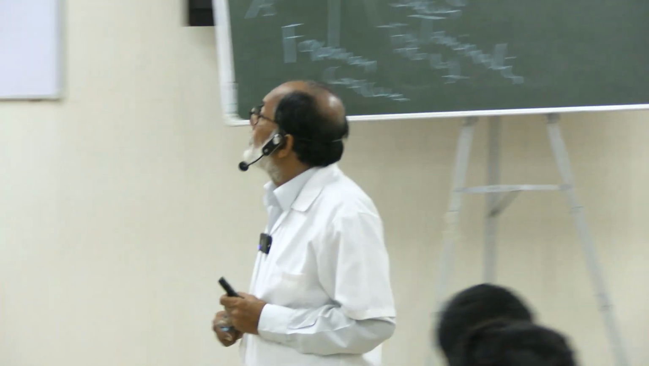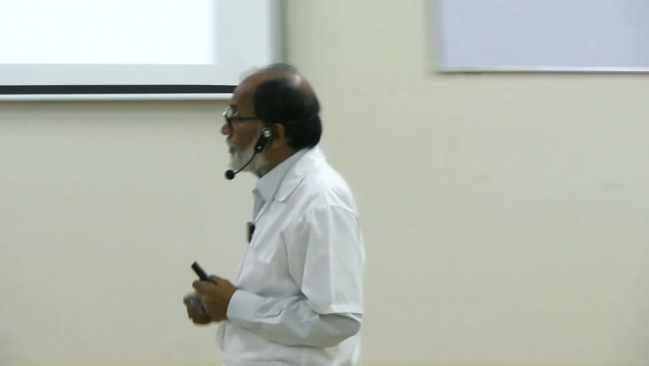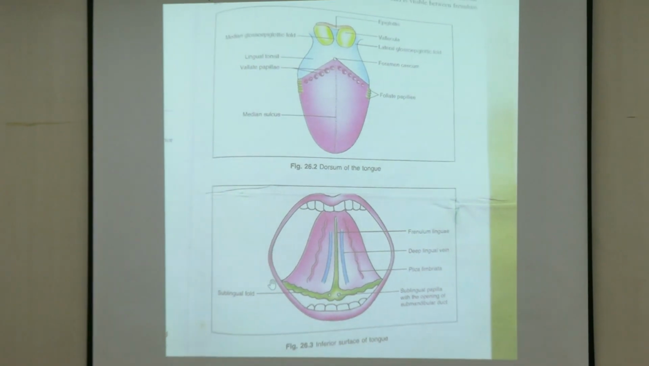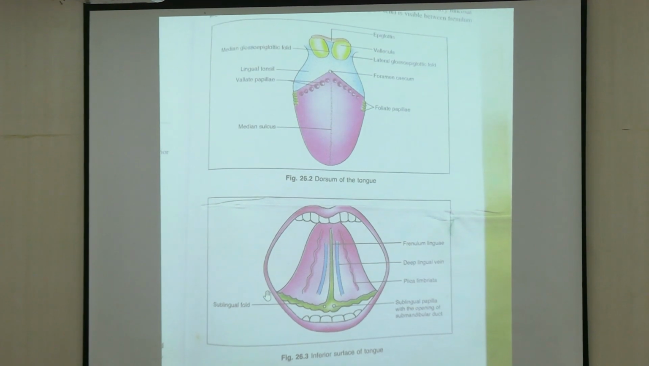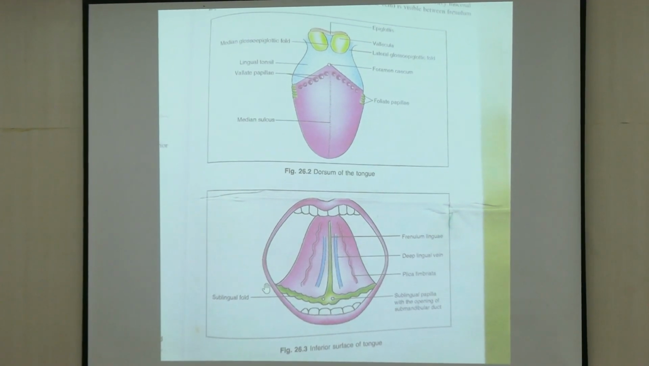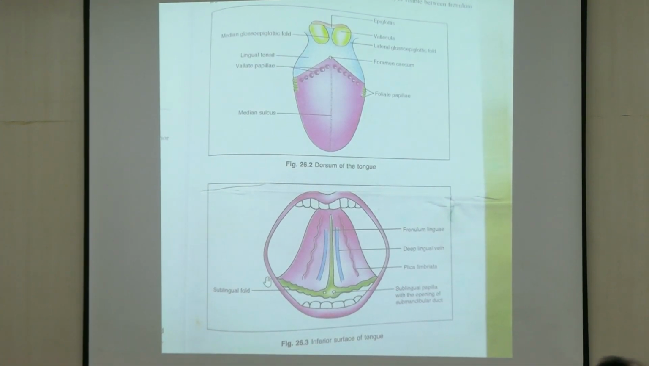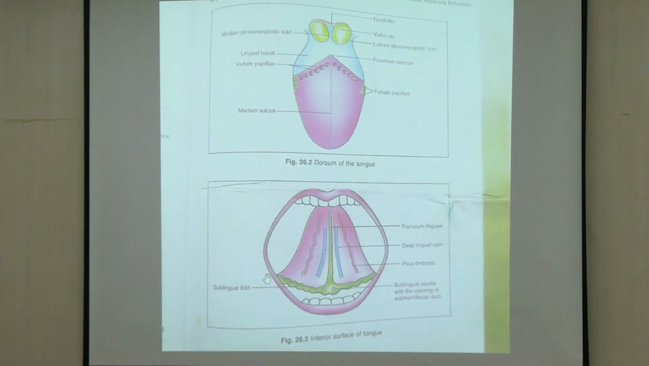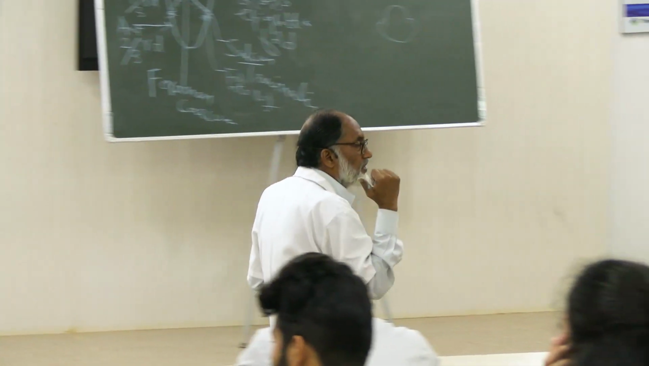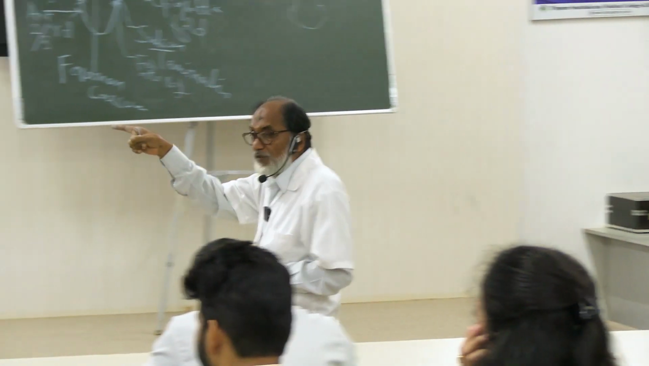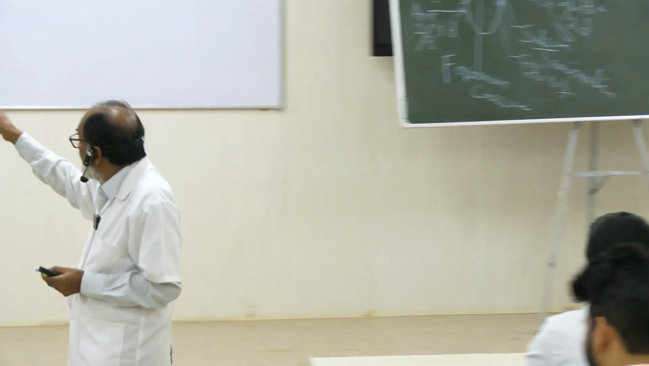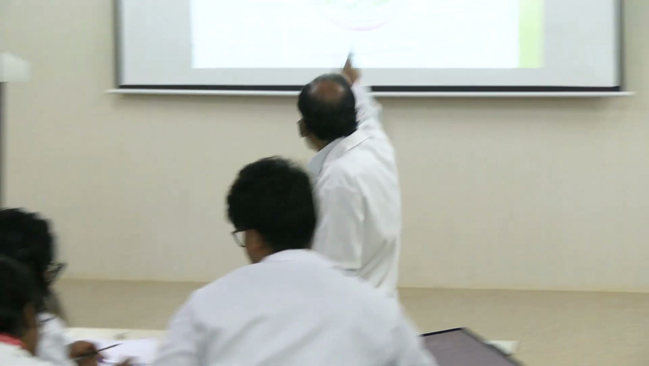So these are about the dorsal surface. Now come to the ventral surface. Here you see this picture. Actually, it has been taken when you have raised your tongue and touched the palate, and you are seeing from the front. That means you are seeing the inferior aspect of the tongue. This picture is the inferior aspect of the tongue. Now, what are the features on the inferior aspect of the tongue?